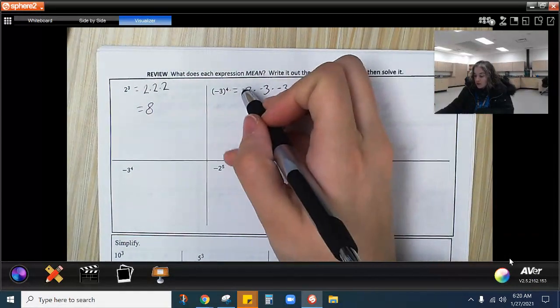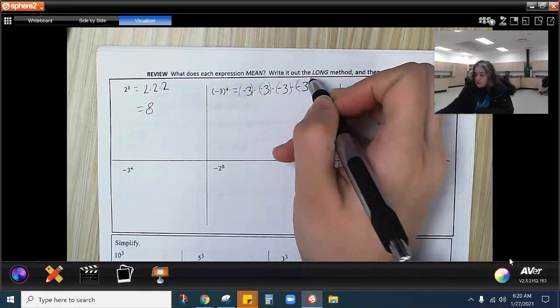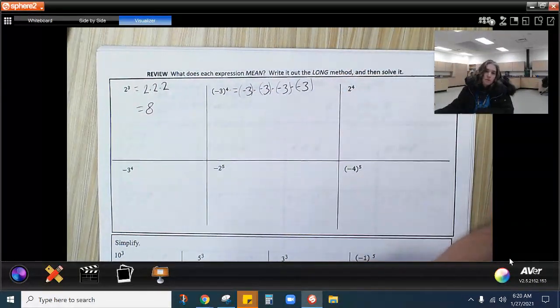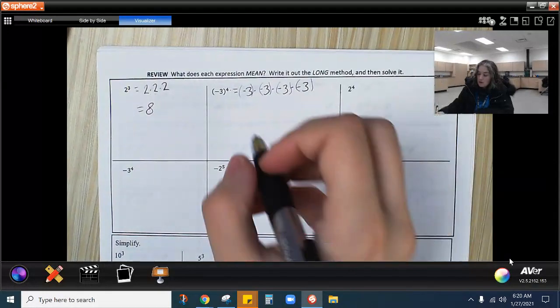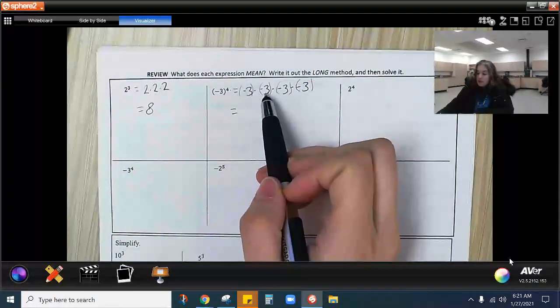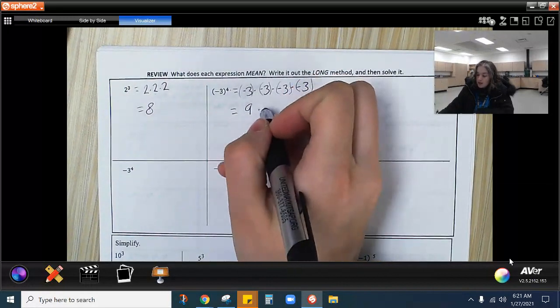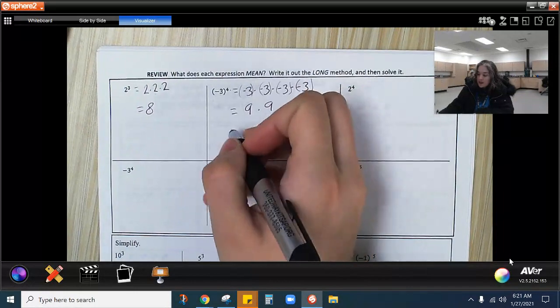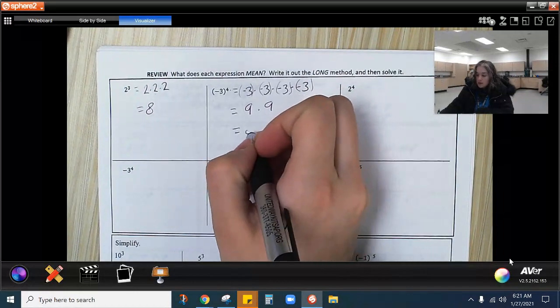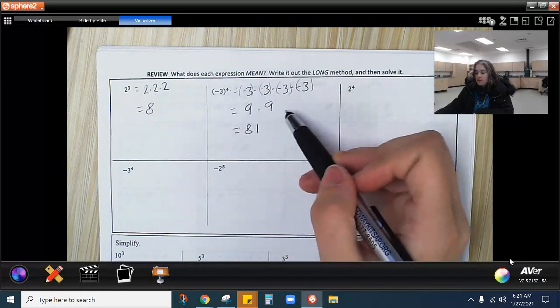Right? And you can put parentheses around them if you want to. You don't have to, because we know that parentheses just mean to multiply, and I've got my little multiplication symbols in there. So either way works. And so when we actually do this, we get -3 times -3 is a positive 9, right? So that'd be 9 times 9. Wait a second, 9 times 9 is really 81. And you'll notice the negative times negative is a positive.